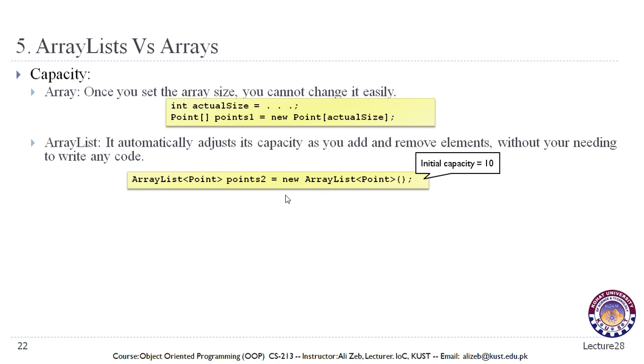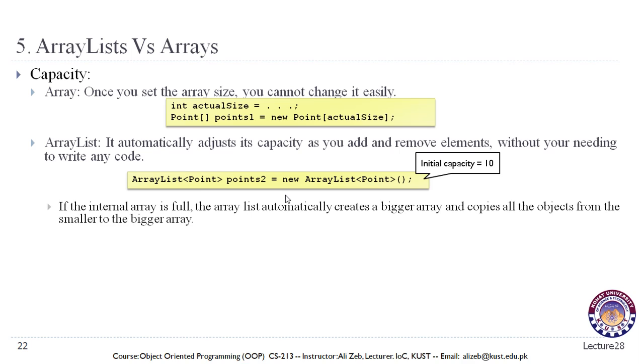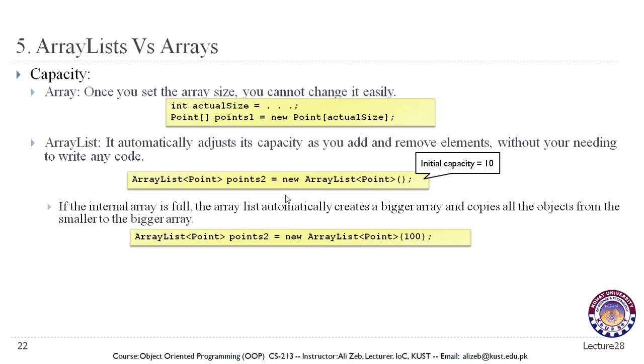For example, if the initial capacity was 10 and the internal array is full, the ArrayList automatically creates a bigger array and copies all the objects from the smaller to the bigger array. So the size of the array can be changed to maybe 100. The ArrayList can be 100. The capacity is now 100.